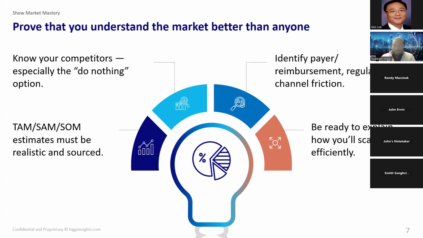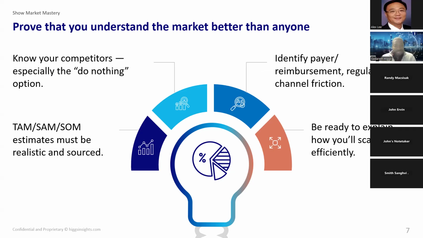So know your competitors, right? Of course, there's going to be a competitive analysis slide in your pitch deck, especially the do nothing option, right? There's always some opportunity cost to doing nothing. Identify payer, reimbursement, regulatory or channel friction, because your regulatory pathway is an important element of what they're going to assess. Every investor in this space is going to have that in their mind. Be ready to explain how you will scale efficiently. And of course, you need to know your TAM, your SAM, your SOM.